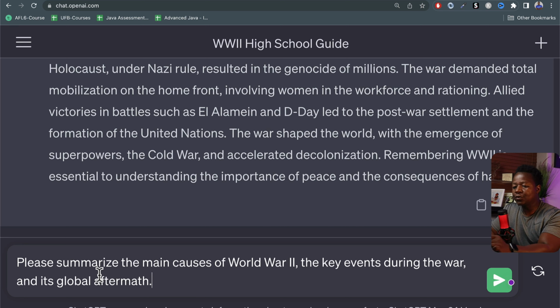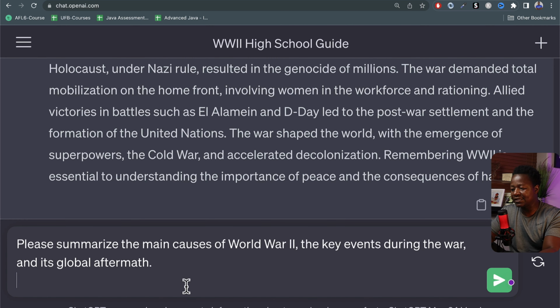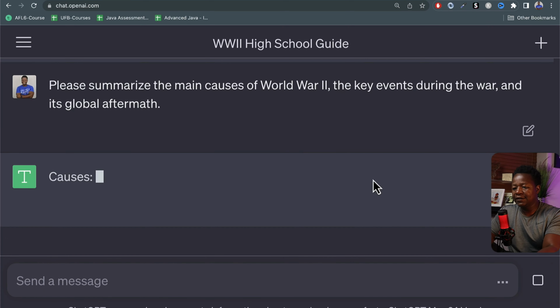Now you can see that when we look at this prompt, the prompt has been constructed to guide ChatGPT towards a desired result, which is in this case the key events during the war and its global aftermath. Okay, so these are the things that we're asking ChatGPT to cover when giving back the results. So that's the beauty of reverse engineering, because as you can see here, we're thinking backwards from the desired response. Okay, let's see what this is going to do. So I'm going to go ahead and click.